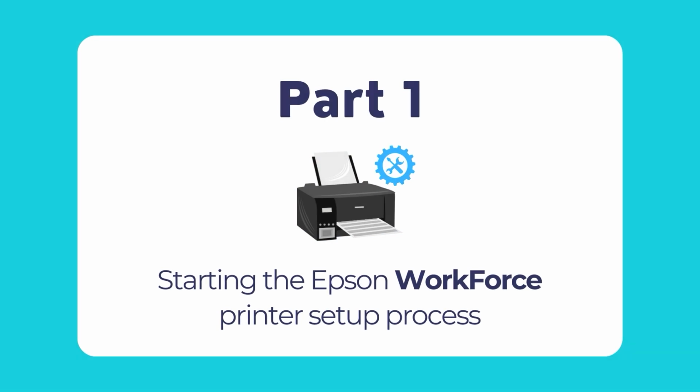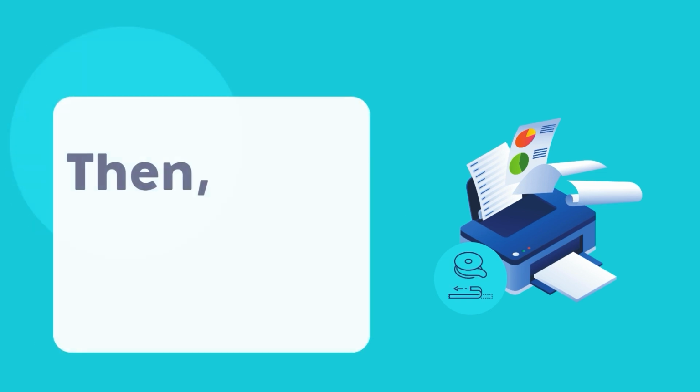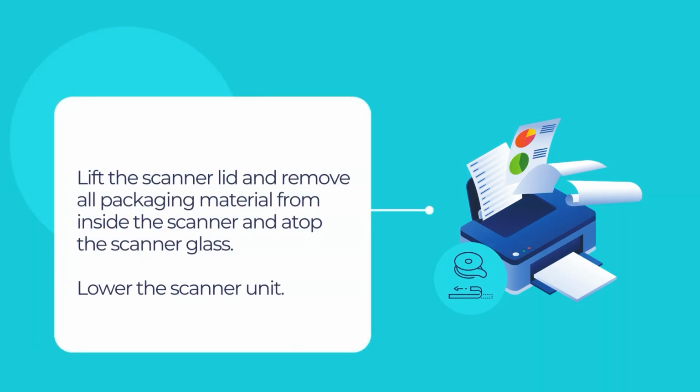the tutorial. First, open the packaging box and take out the printer unit from the packaging box. Then, remove all the protective materials, including any sealing tape, from the printer's outer body. Lift up the scanner unit and lock it into place. Then, remove all the packaging materials from inside the scanner unit and atop the scanner glass. Then, lower the scanner unit.